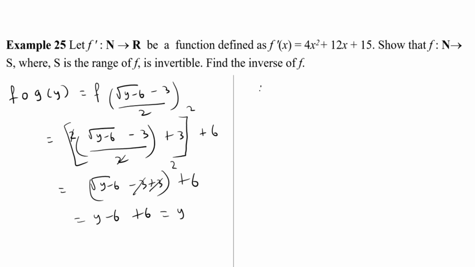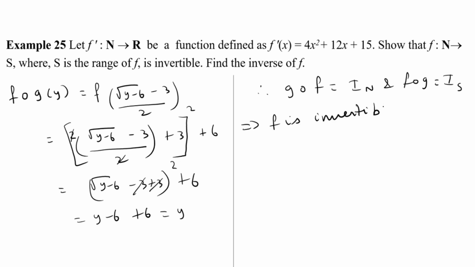So we got, therefore, g of f is equal to x, the identity function, and f of g is equal to y, that is the identity function as well. So this means f is invertible with f inverse equal to g.